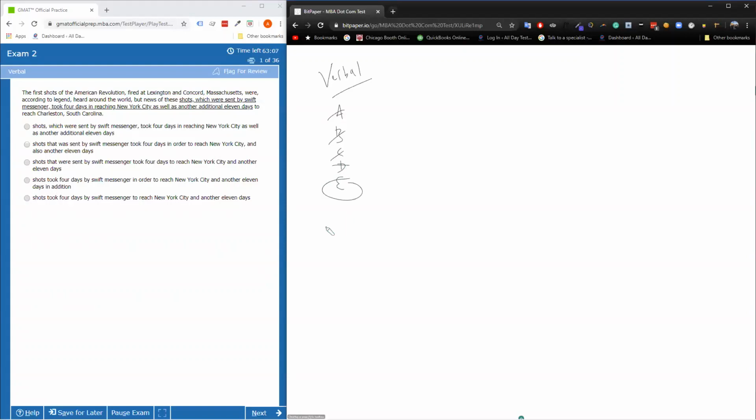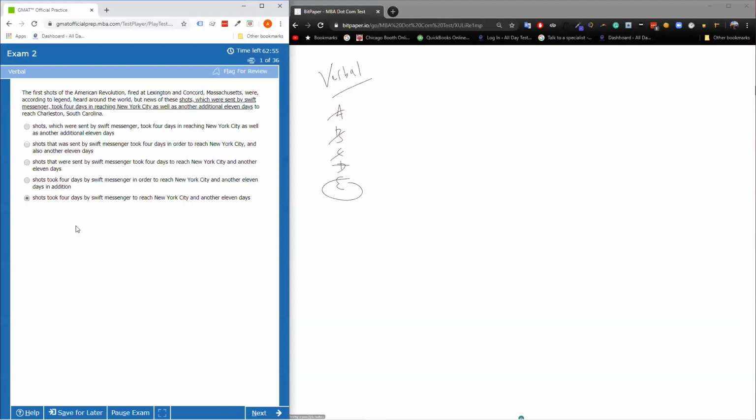I like E. The first shots of the American Revolution fired at Lexington, Concord, Massachusetts were according to legend heard around the world. But news of these shots took 4 days by Swift Messenger to reach New York City and another 11 days to reach Charleston, South Carolina. Sounds good.